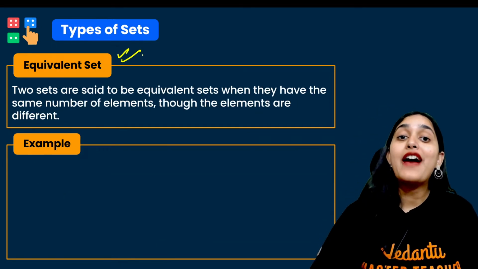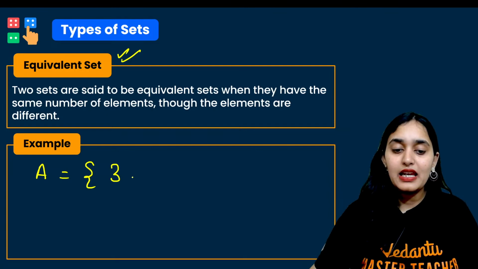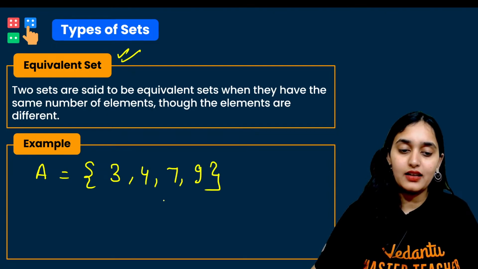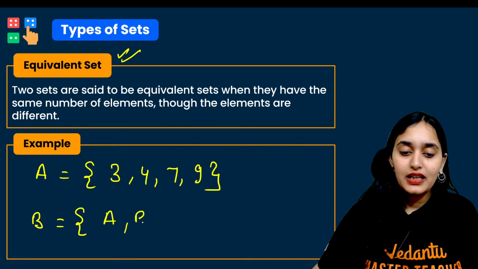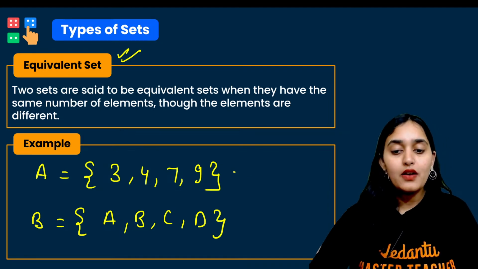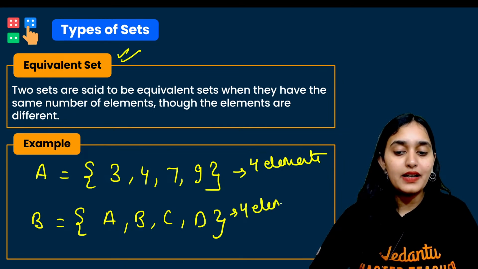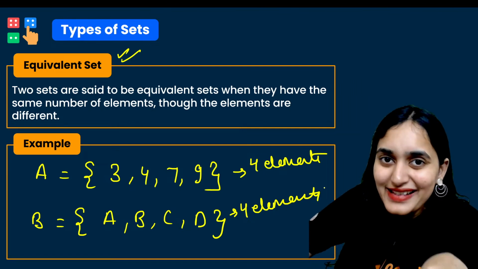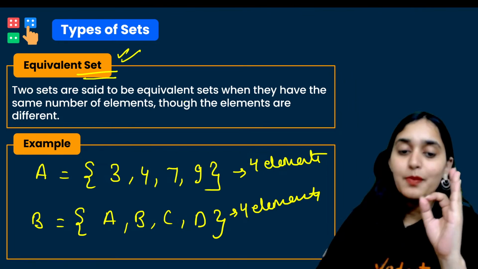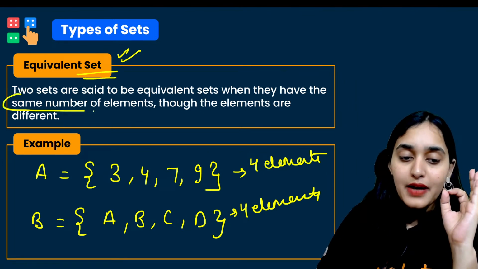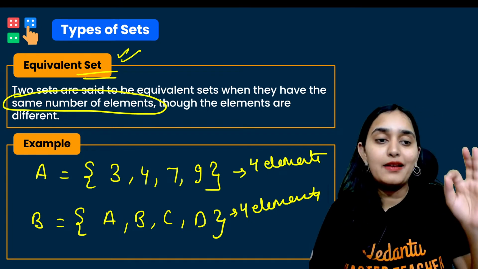Similarly, you have equivalent sets. If set A has, suppose, 4 elements: 3, 4, 7, 9. Set B also has 4 elements: a, b, c, d. Now this has 4 elements, this also has 4 elements. So will they be called equal sets? No, they are not equal. They are equivalent because they have the same number of elements. Clear?